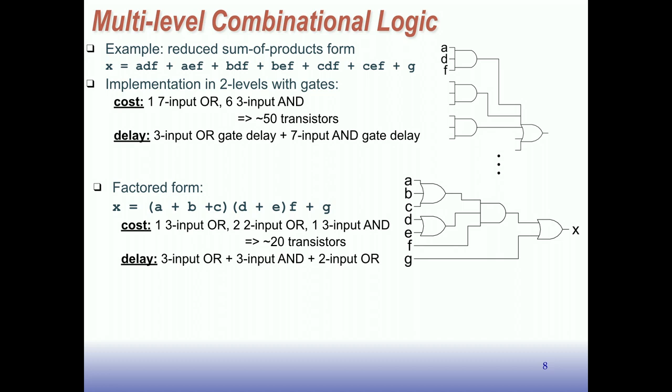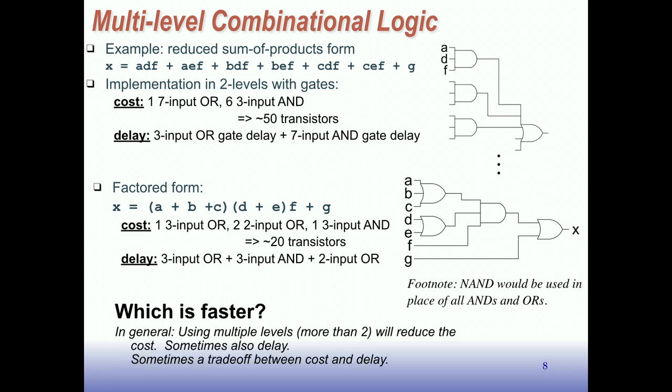Okay, so that shows you multi-level logic. We're really not going to do a lot of problems like this because the tools do it for you automatically, but it's fun to do the two-level logic ones, but the multi-level logic gets more complicated. Which is faster? This is clearly simpler. It would take less chip area, the factored form.